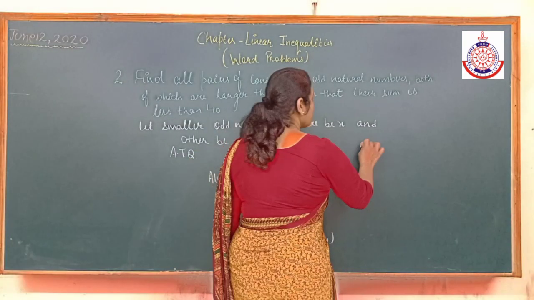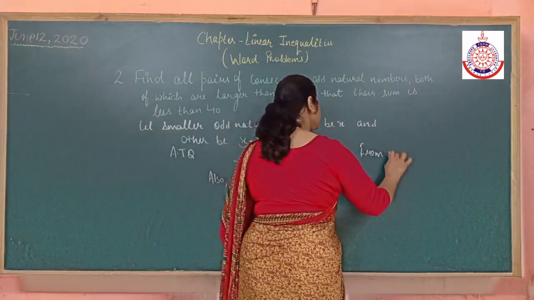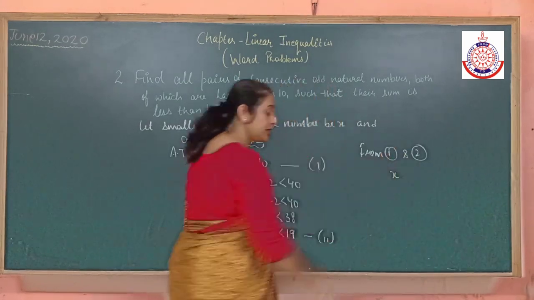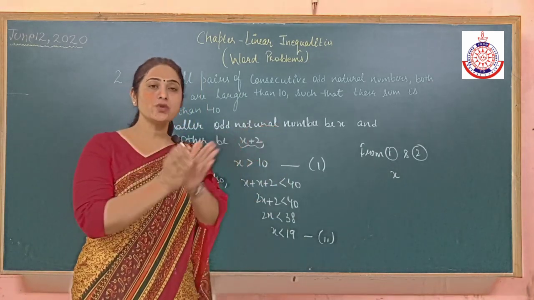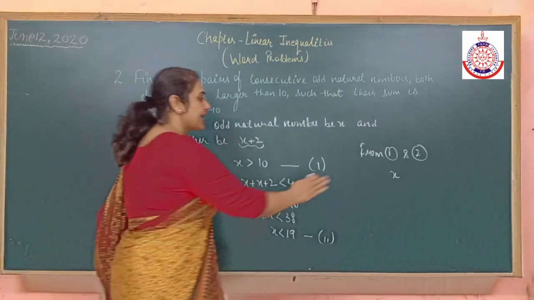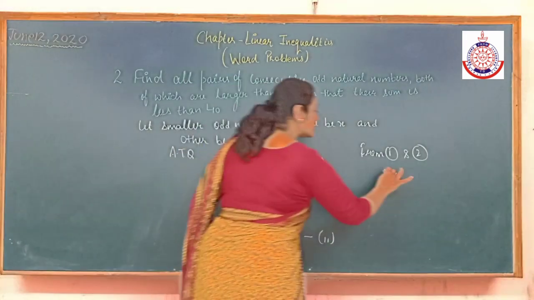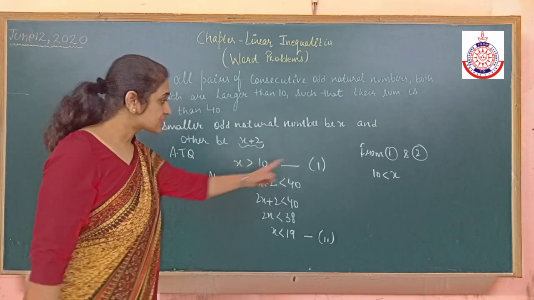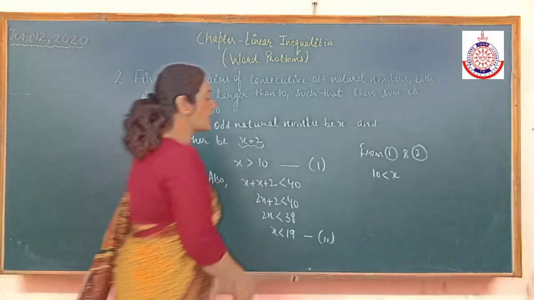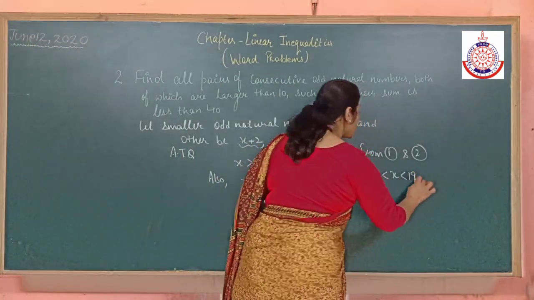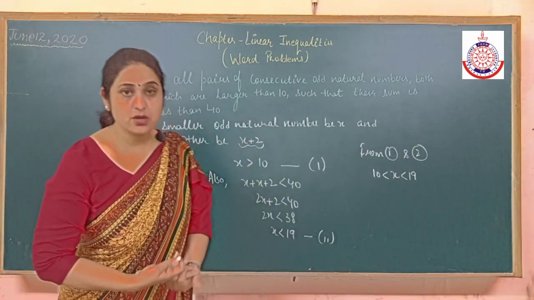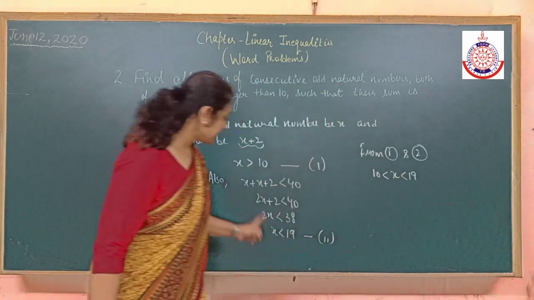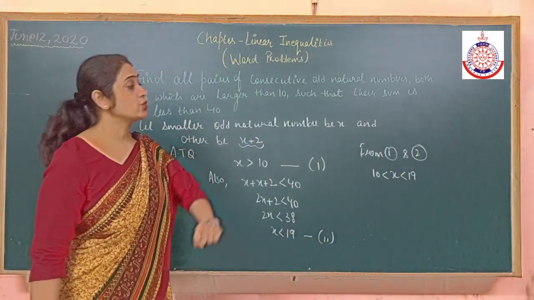From 1 and 2, x comes in between. Alright. Whenever you have to combine two inequalities, you are going to write like this. x comes in between. Now x is greater than 10 because I want one solution. So x comes in between, x is greater than 10 and x is less than 19. So this is how we combine two inequations. x is in between, greater than 10 and less than 19 according to our conditions 1 and 2.